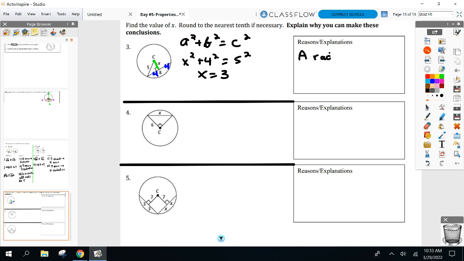So a radius perpendicular to a chord. What happens? Bisects the chord. Yep, bisects the chord, and I'm done. Here you go. We didn't get to put it in our reasons last time, but we can use it here.